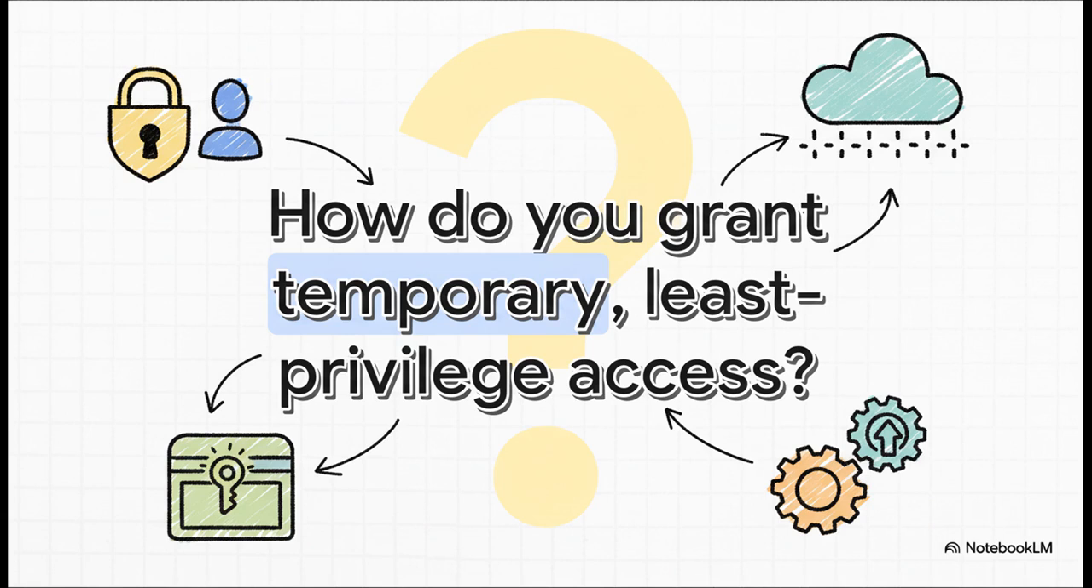Okay, so here's the situation. Something's gone wrong, an incident is live, and your DevOps team needs to jump in and figure it out. But you can't just hand over the keys to the kingdom forever, right? So how do you solve this puzzle? How do you give them the access they need right now without breaking security best practices?